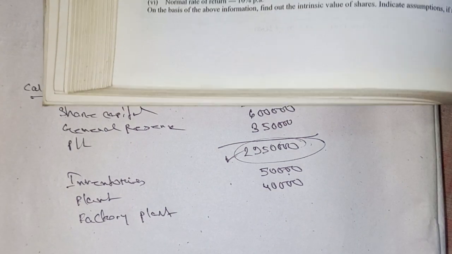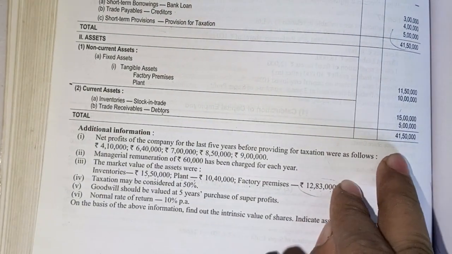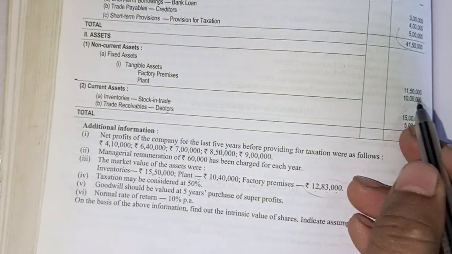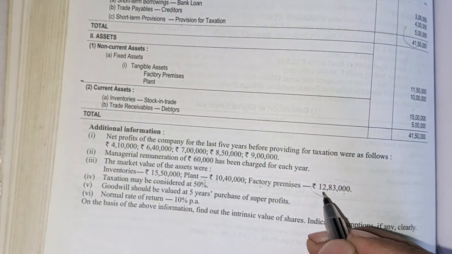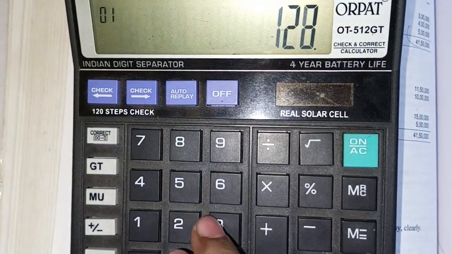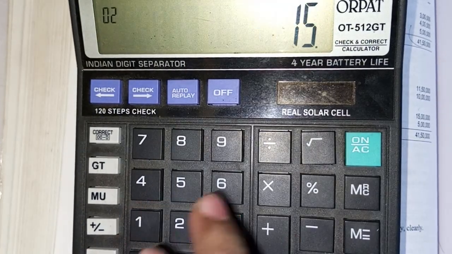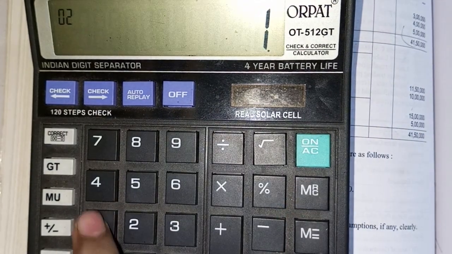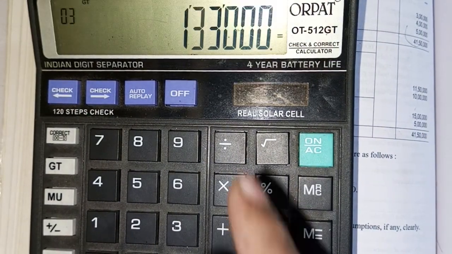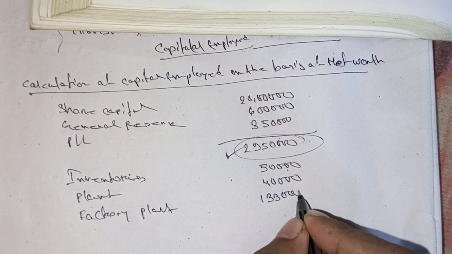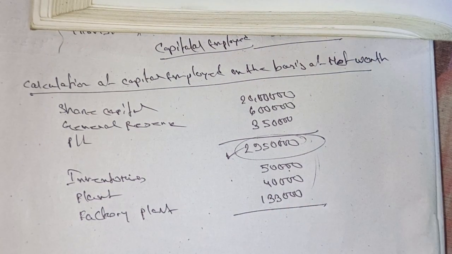We will consider the difference value. You should focus on whether it is positive or not. Factory premises was 11 lakh 50,000, and now it has become 12 lakh 83,000. Now tell me, what is the difference value? 12 lakh 83,000 minus 11 lakh 50,000, it will be 1 lakh 33,000 increased. So write it here, 1 lakh 33,000.